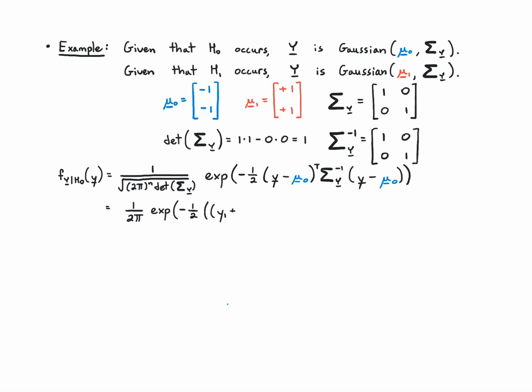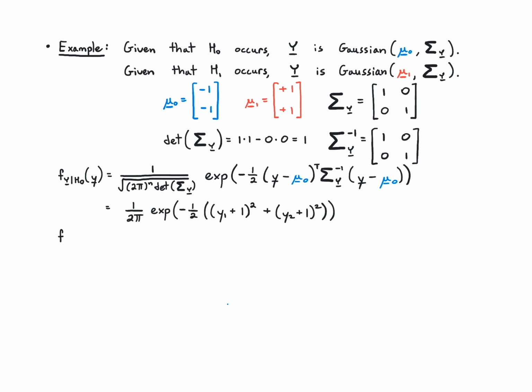If you multiply everything out, I get inside the exponent (y1 plus 1) squared plus (y2 plus 1) squared, because the means here were -1, so I had -1 and it just turned into +1, right? And this inverse of the covariance matrix was just the identity matrix, so I really just got the inner product squared here.